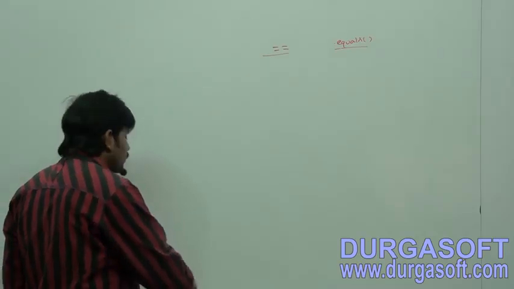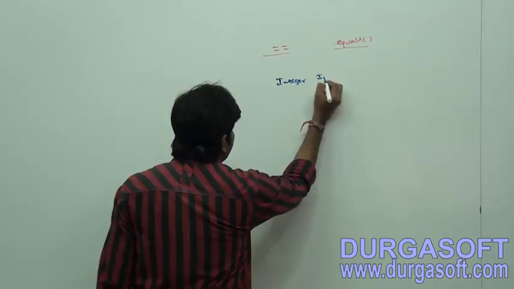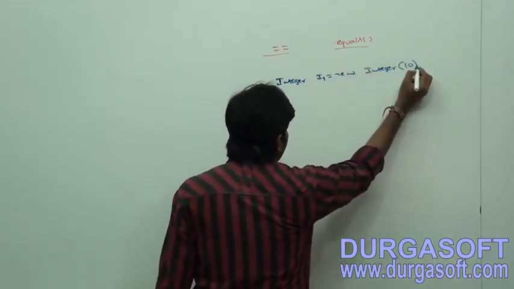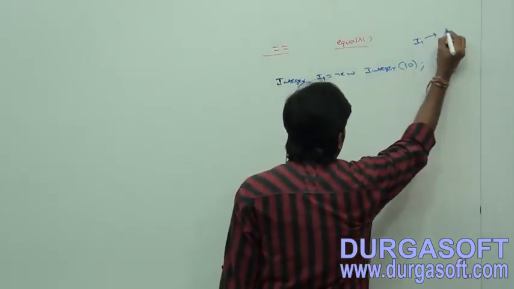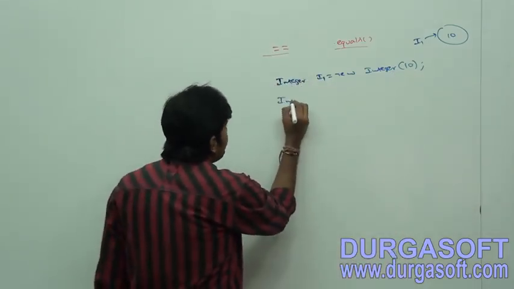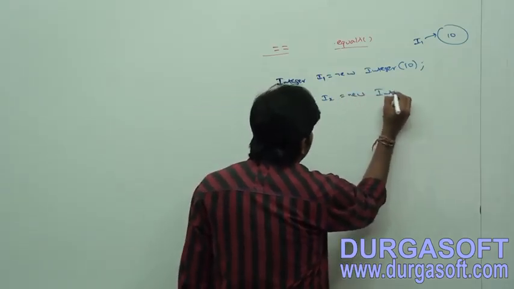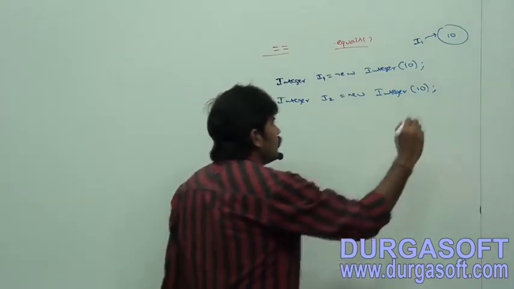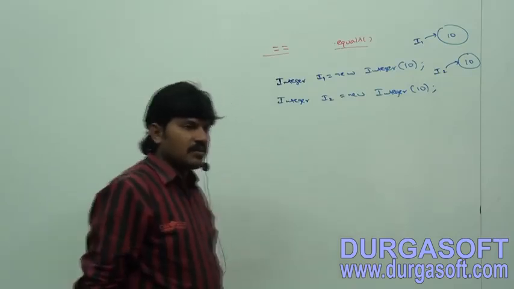Here, see. Sir, I am taking Integer I1 is equal to new Integer of 10. So I1 is pointing to 10. Integer I2 is equal to new Integer of 10. So I2 is pointing to another object, but the content is the same, 10 only.